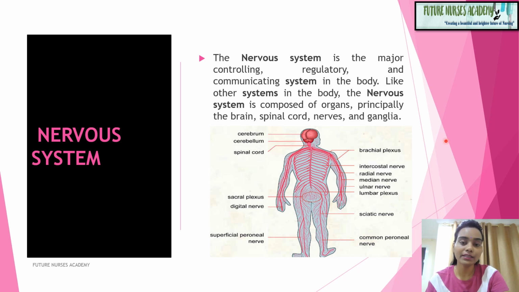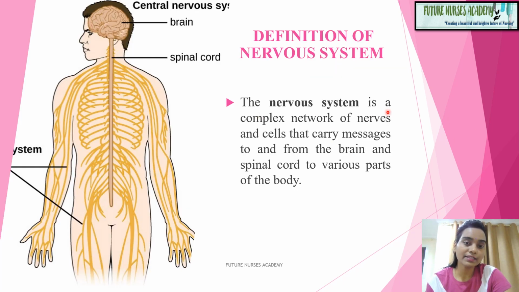So we'll learn the definition. The nervous system is a complex network of nerves and cells that carry messages to and from the brain and spinal cord to various parts of the body. So basically it is a complex network made up of nerves and cells. They are carrying messages to and from the brain, maintaining a two-way communication pathway. First they send messages from the brain to the body, and then they receive messages from the body to the brain.